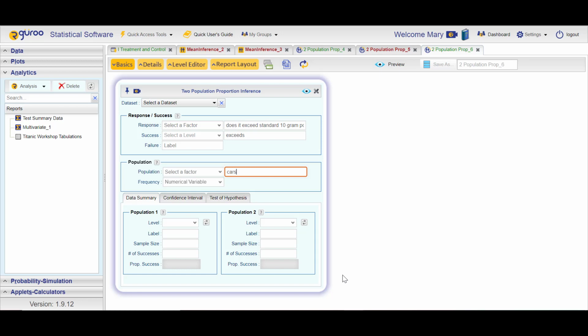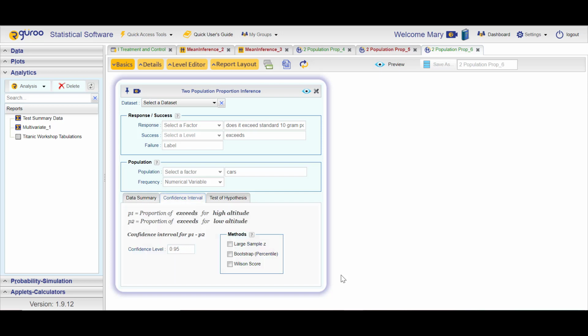Population, cars, and the first label is high altitude, and the second label is low altitude. And we're going to fill in our sample sizes. So 340 low altitude, 46 of those exceeded. I'm sorry. Let me go back. I did this wrong. That's low altitude. High altitude, 85 cars were high altitude, and 21 exceeded. And then out of the 340 low altitude, 46 exceeded.